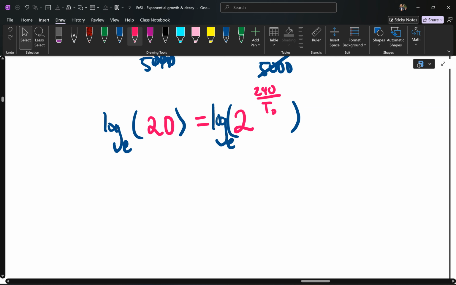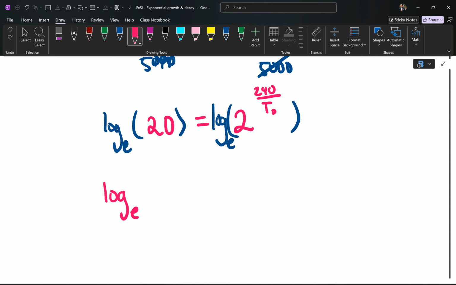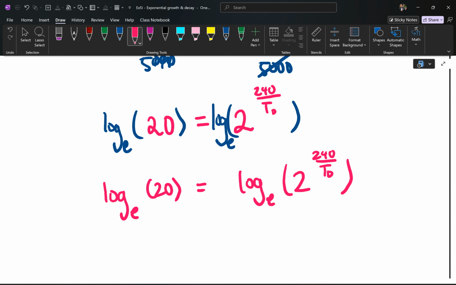So what are you going to do now? You end up with this step now. You've got log E of 20 on the left, and you've got log E of 2 to the power of 240 over TD on the right. Log E and 2 aren't going to cancel out. So what do you do?